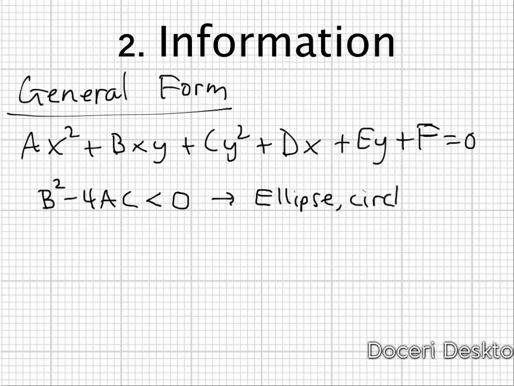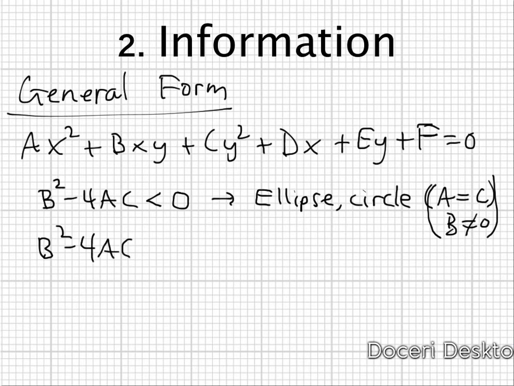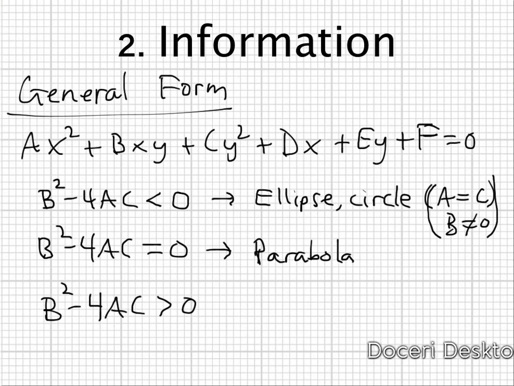The only time it will be a circle, though, is when a equals c, and b will have to equal 0. So I should put parentheses around the whole thing. That's the only time it's a circle. If b squared minus 4ac is equal to 0, we have a parabola. And you guessed it, if it's greater than 0, what will it be? You're right, if you said you will have a hyperbola.